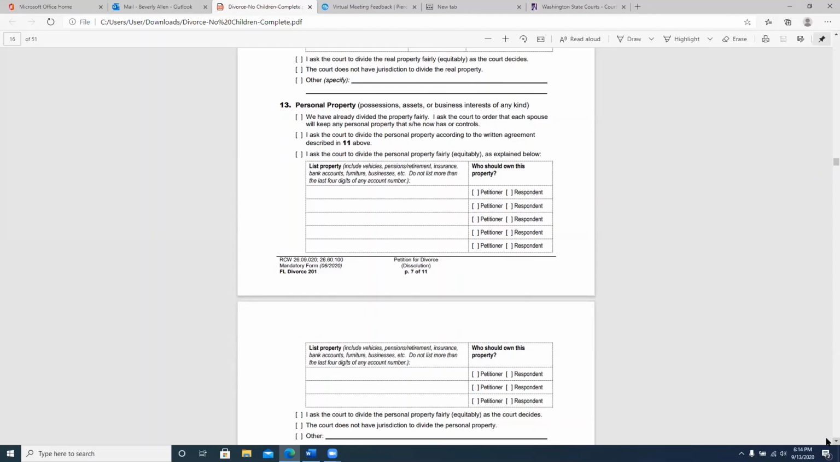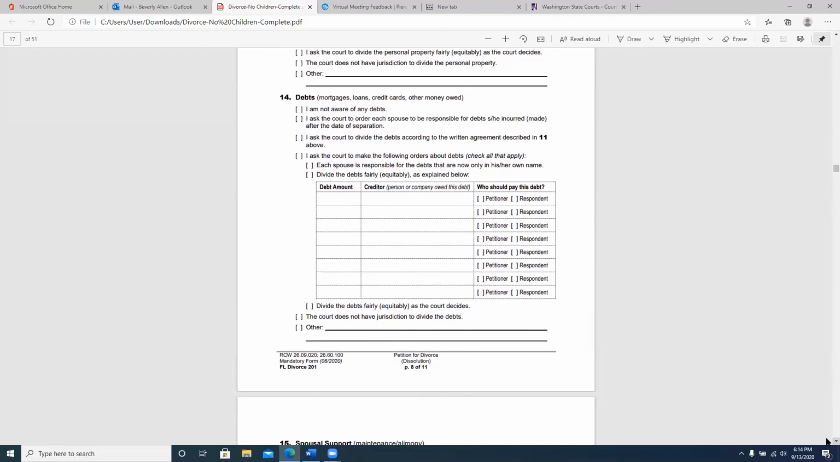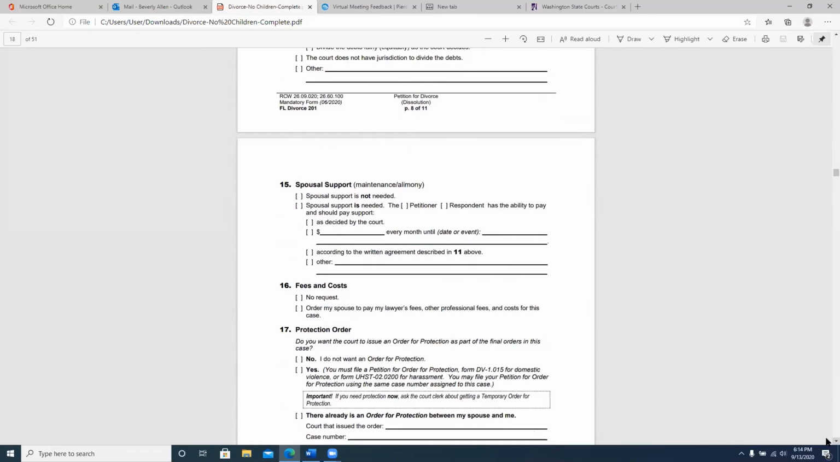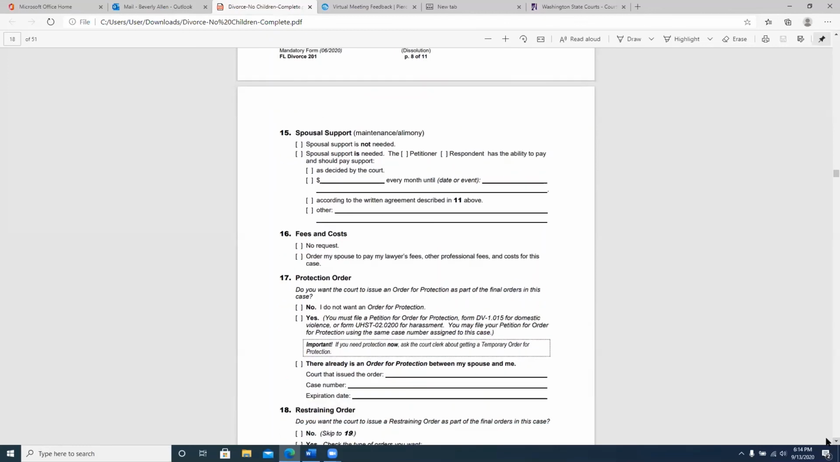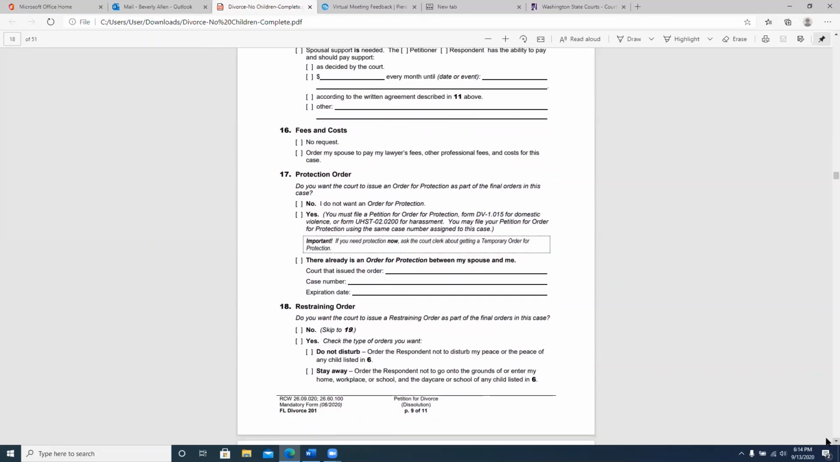Now, if you have agreements, these property sections become that much easier, and so do the debts, because then you're just referring to section 11, where the debts are. Spousal support, if you don't need it, just check that first box. Otherwise, you would tell the court how much each month, until how long, or until what event. The default event, by the way, in statute is that if the other person remarries, they stop receiving spousal support.